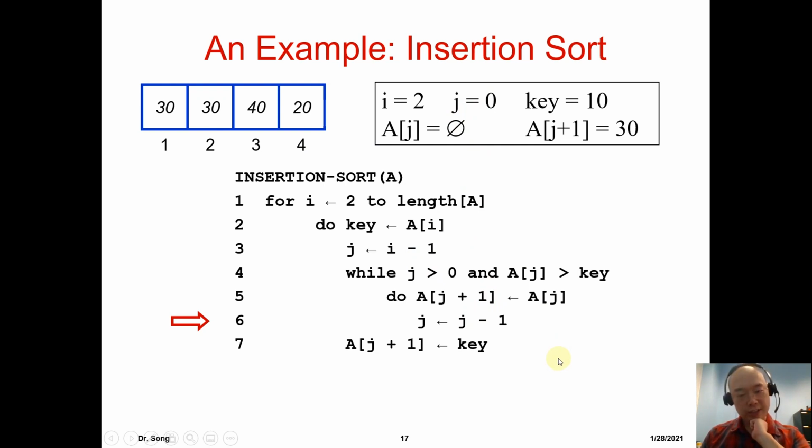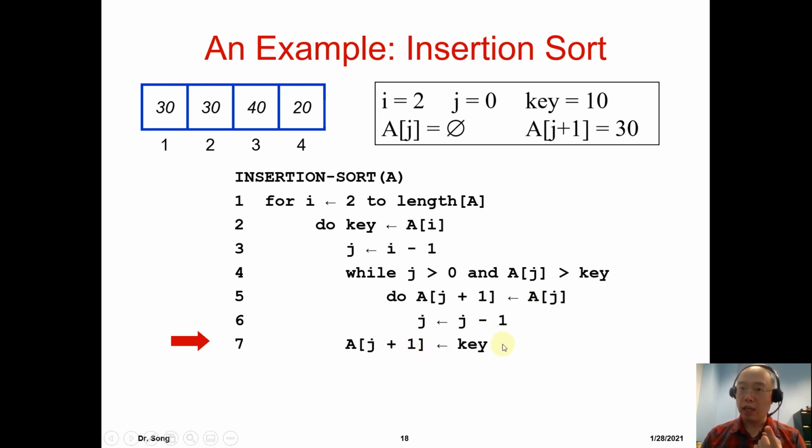Since J is 0, what do we do next? We want to check this condition again. J greater than 0? No, no longer true. So this condition is no longer true. What's the step after the iteration? We assign the key to A[J+1].